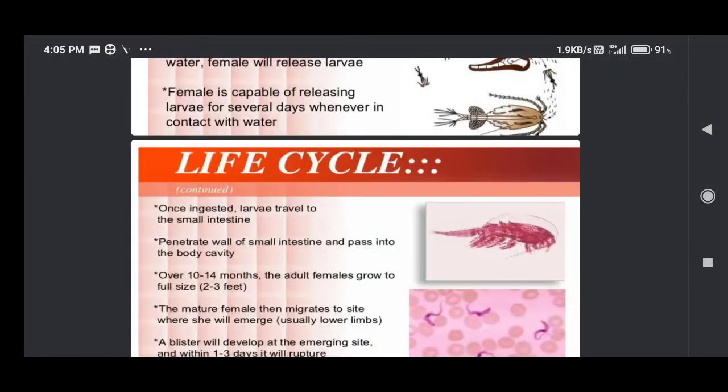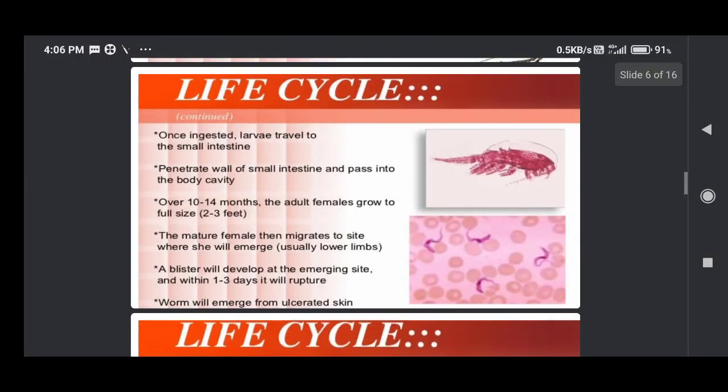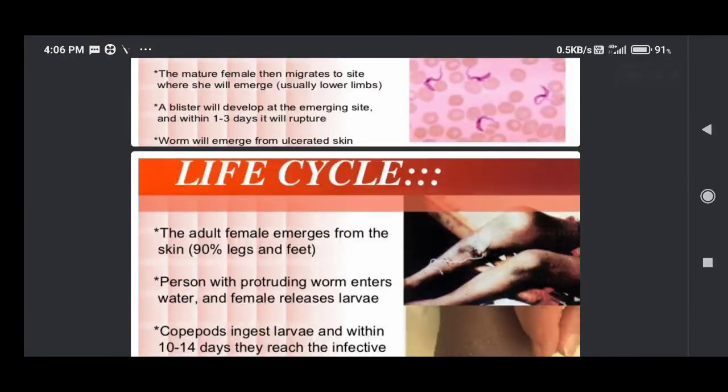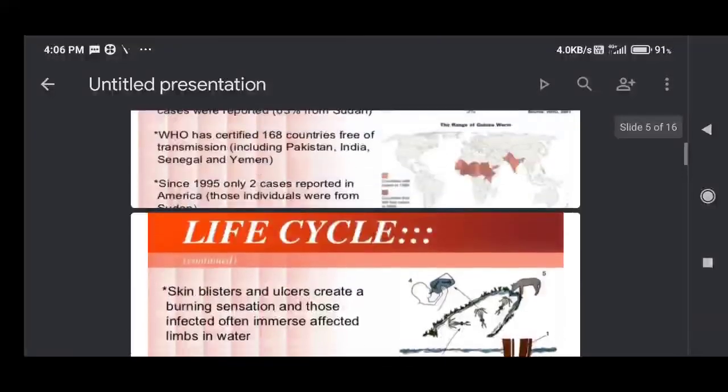Once ingested, the larva travels to the small intestine, penetrates the wall of the small intestine and passes into the body cavity. Over 10 to 14 months, the adult female grows to full size. So this is the parasite and this is the life cycle. The adult female emerges from the skin, up to 90% on the leg and feet. Whenever the person with the protruding worm enters water, the female releases the larvae. This is the life cycle.